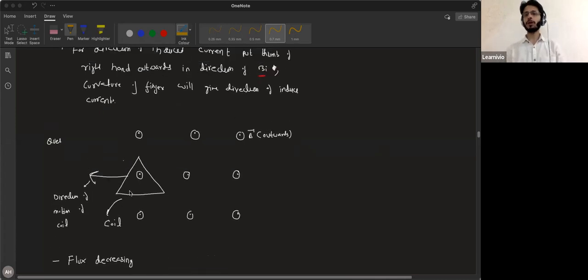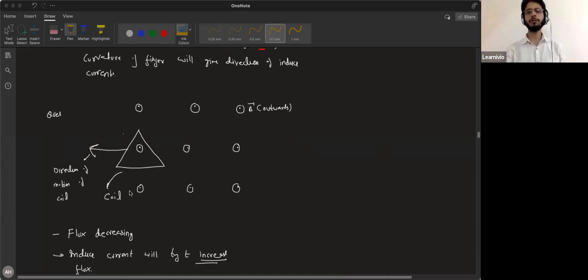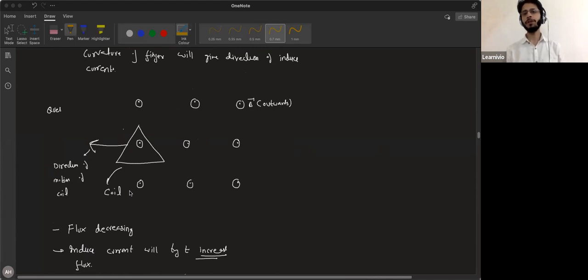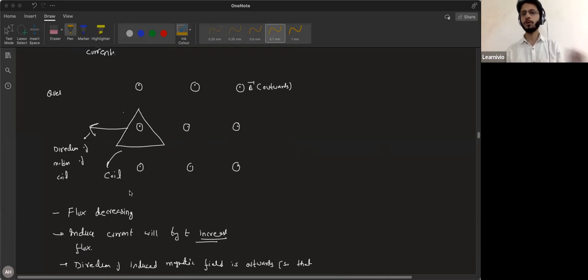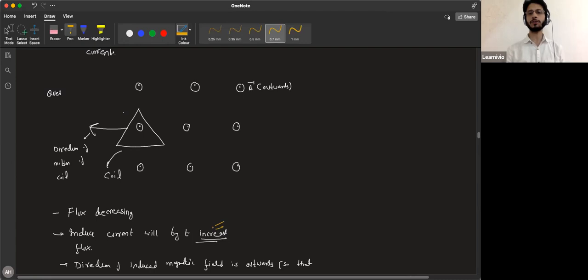What will the induced current try to do? The induced current will try to oppose its cause. It will try to increase the flux. How will it increase the flux? By inducing a magnetic field. So what should be the direction of the induced magnetic field? It will support the original magnetic field, since the induced current will try to increase the flux.